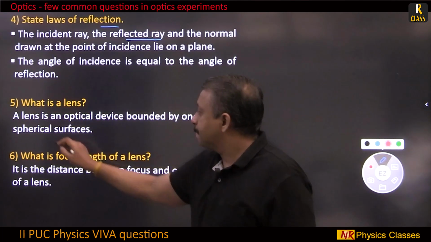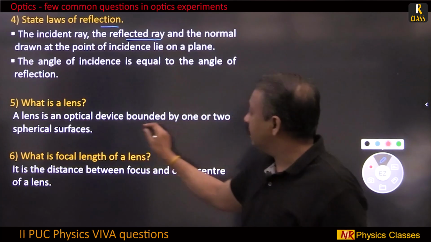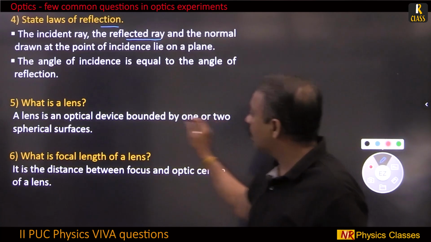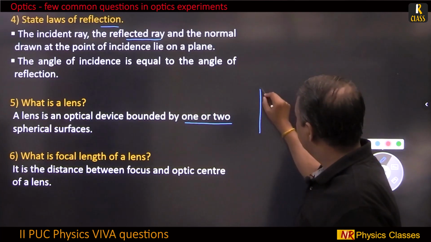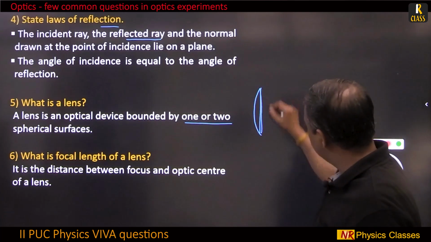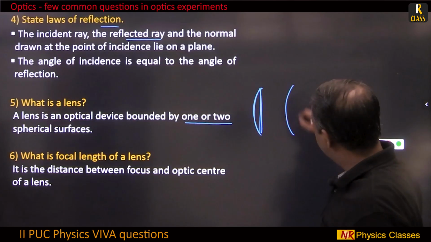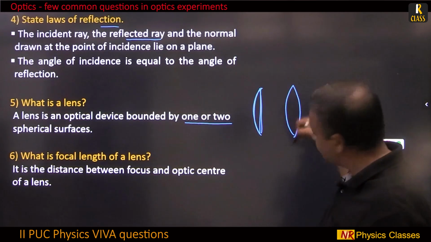What is a lens? A lens is an optical device bounded by one or two spherical surfaces. One or two: plane or convex, plane, spherical surface. If it's a convex, two spherical surfaces.